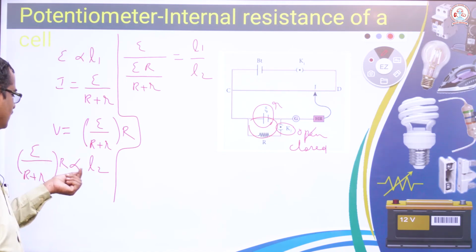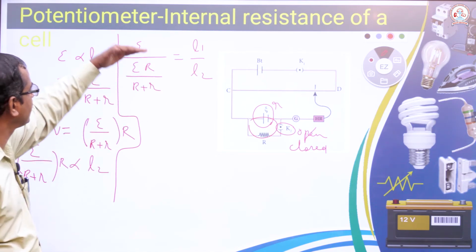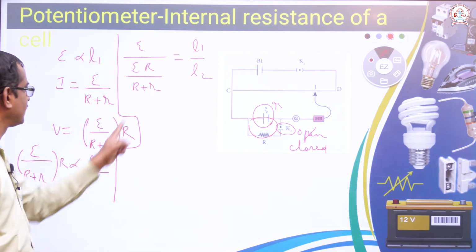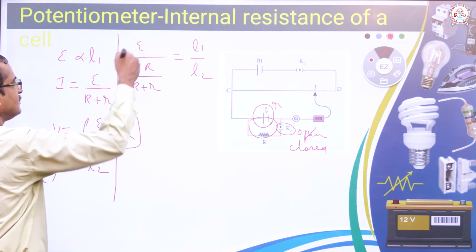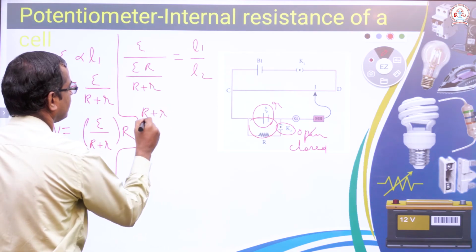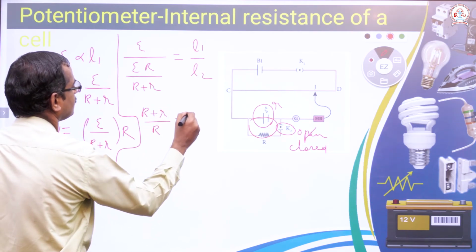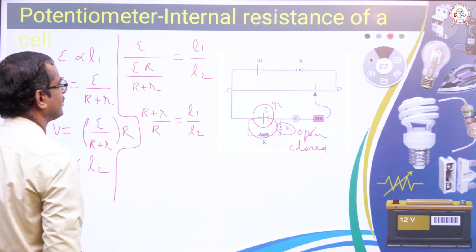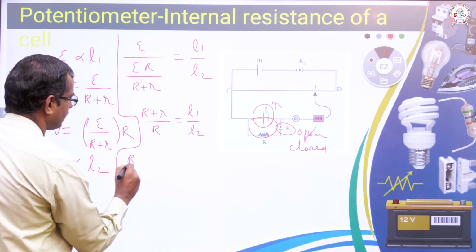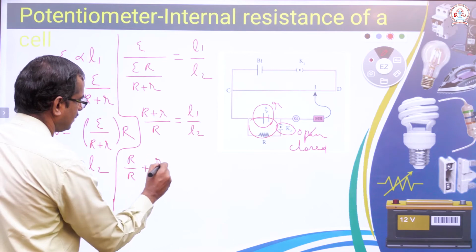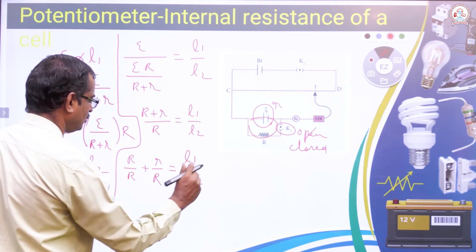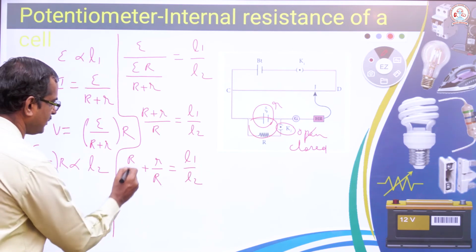Epsilon by R plus r into R is directly proportional to L2. So we write that epsilon divided by epsilon into R by R plus r equals L1 divided by L2. Epsilon gets cancelled. Then we get (R plus r) divided by R is equal to L1 divided by L2. This can be written as R divided by R plus small r divided by capital R, equal to L1 divided by L2. This will become 1.